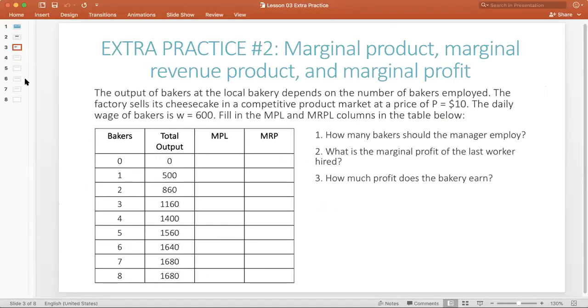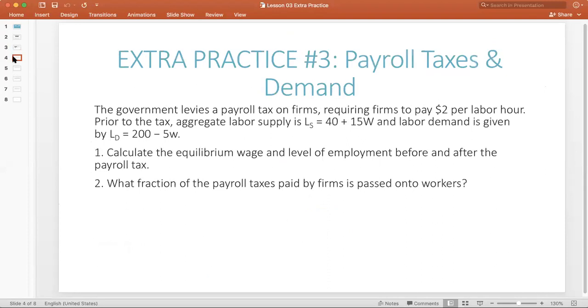So then moving on to number 3, it's about payroll taxes and demand. The government levies a payroll tax on firms, requiring firms to pay $2 per labor hour. Prior to the tax, labor supply equals 40 plus 15W, and labor demand equals 200 minus 5W. So this question has to deal with equilibrium, which we worked a lot on last week. They want us to find the equilibrium before and after this tax. The payroll tax makes us change our equation a little bit, but it's a fairly simple concept.